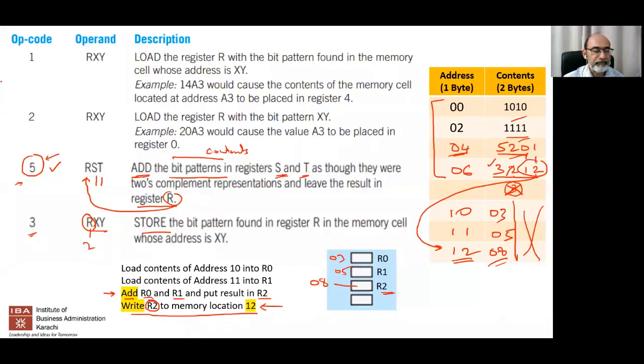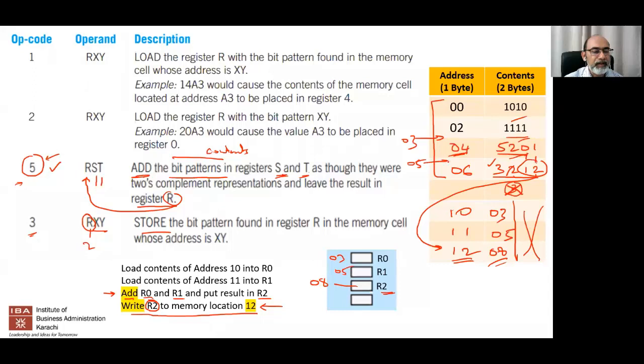Sir, why didn't we use the third and fifth addresses? Why skip over them? Okay, so why did we use the third and the fifth addresses? I'm not sure what exactly you mean over here. 03, why did we skip over 03 and why did we skip over 05?